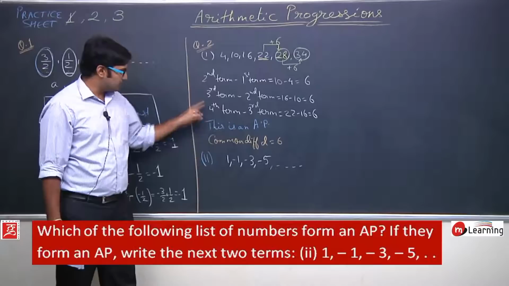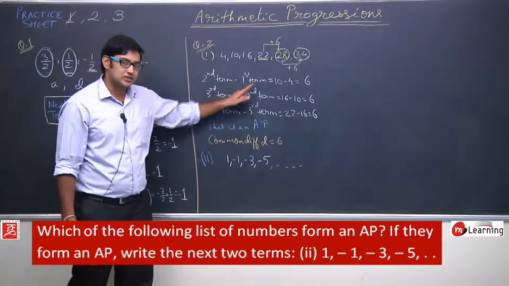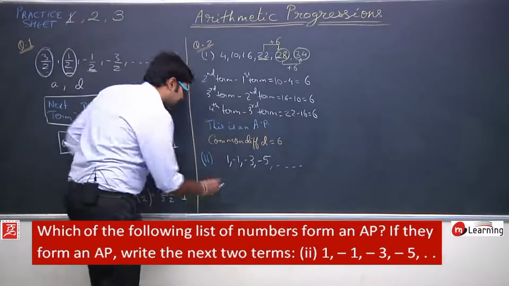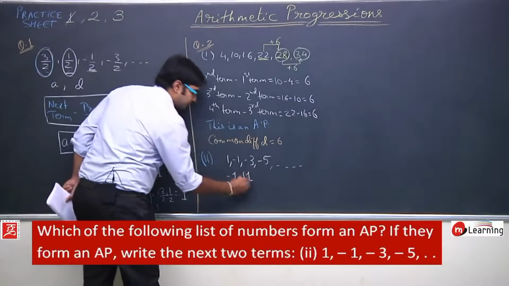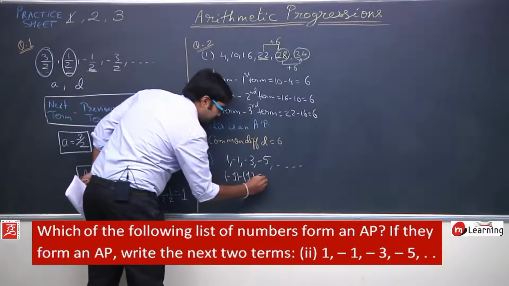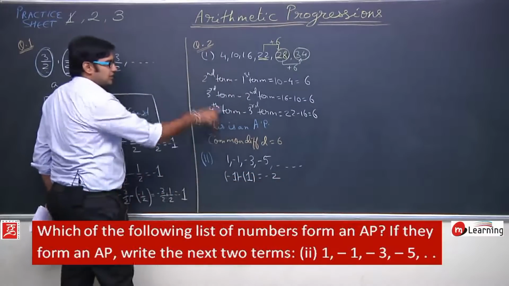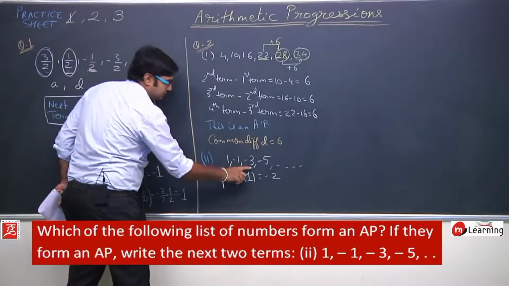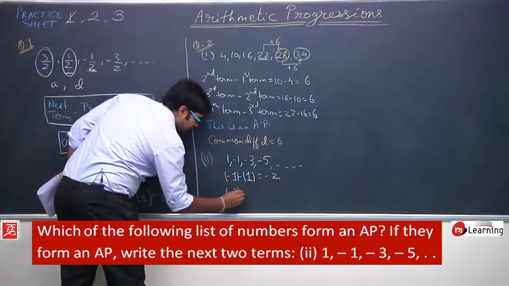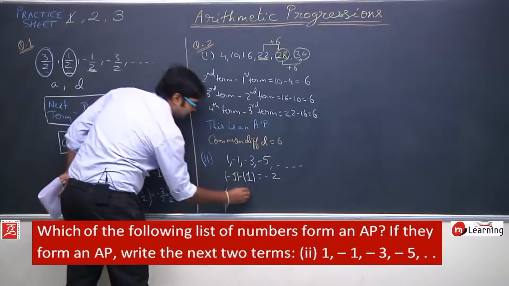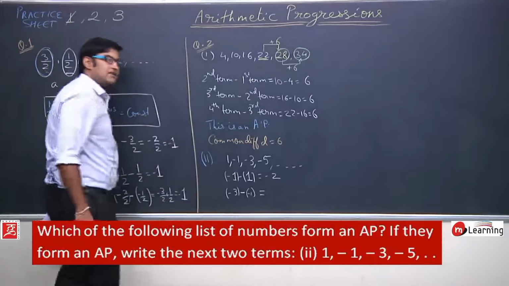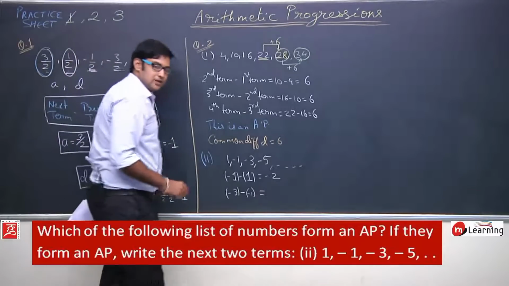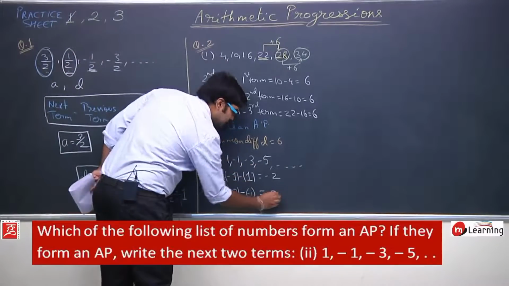First I will write second term minus first term. Second term is -1, minus first term is 1. So this will give you -2. Then third term minus second term. Third term is -3, minus second term is -1. So -3 minus of -1 will give you plus 1. So -3 plus 1 is -2.